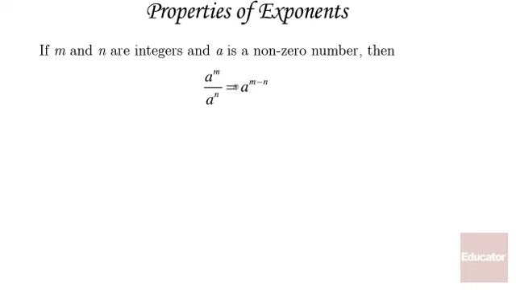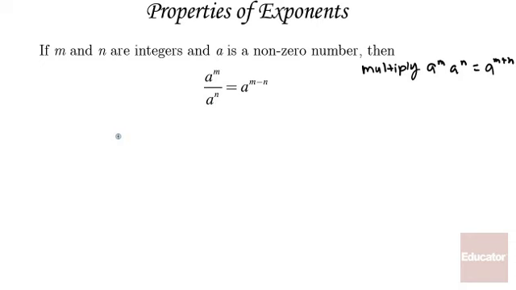Recall that when we talked about multiplication, if you're going to multiply expressions with the same base, then you add the exponents. Here we're dealing with division, so we're going to subtract the exponents. And notice there's a restriction that a is a non-zero number because it is not allowed to divide by 0. That would result in an undefined expression.